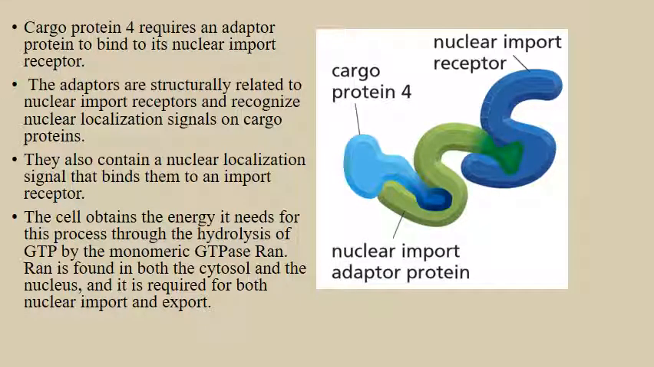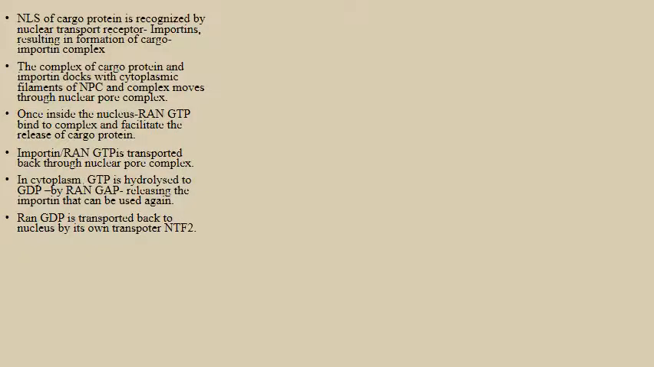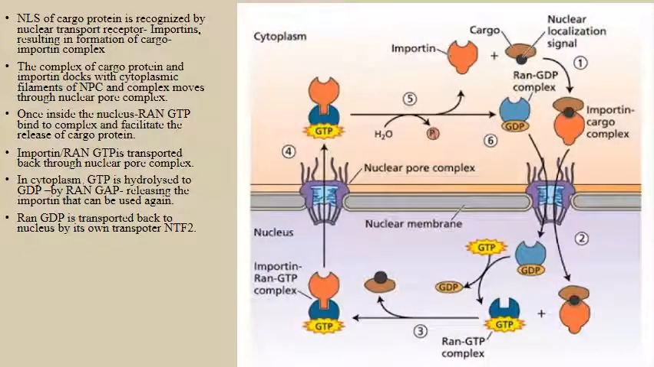Okay, so the cell obtains the energy it needs for this process through the hydrolysis of GTP by the monomeric GTPase RAN. RAN is found in both the cytosol and the nucleus, and it is required for both nuclear import as well as export. Here we are going to talk about the nuclear import process.